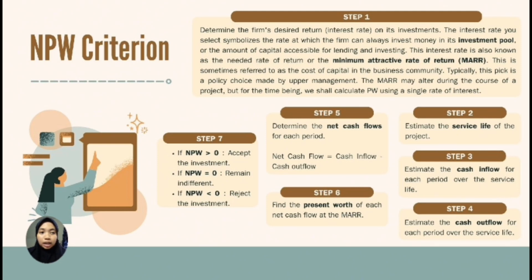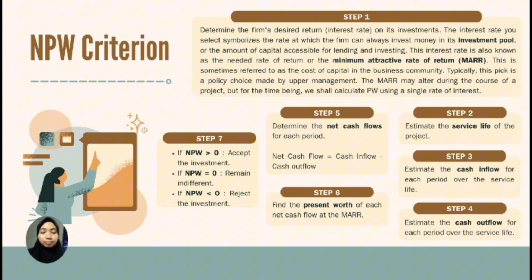Step 2. Estimate the service life of the project. Step 3. Estimate the cash inflow for each period over the service life. Step 4. Estimate the cash outflow for each period over the service life. And step 5. We determine the net cash flows for each period by using the formula net cash flow equals cash inflow minus cash outflow. And step 6, we find the present worth of each net cash flow at the MARR.